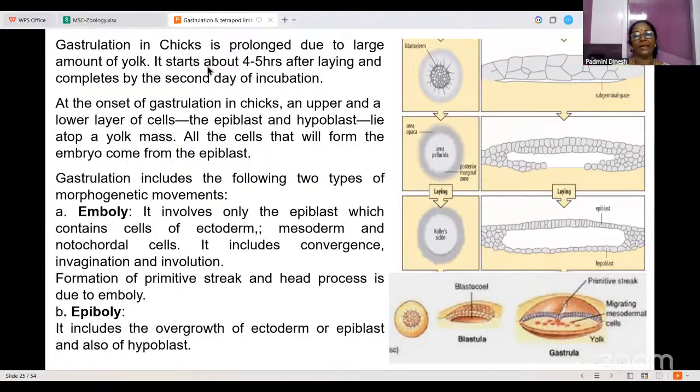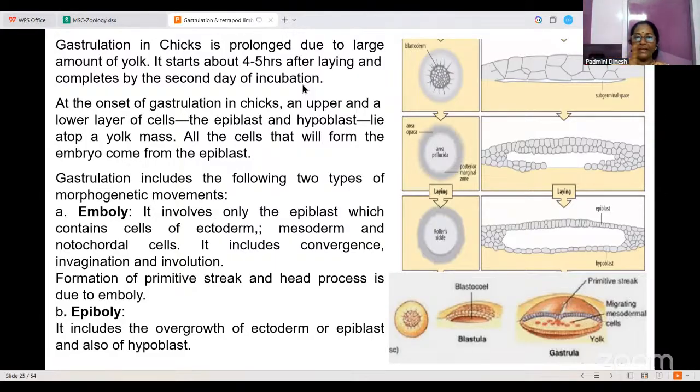That is the reason why the hen gives rise to a large amount of yolk, and that is called mesolecithal or megalecithal. Mega means more, meso is medium, so a megalecithal egg has more yolk. Gastrulation starts about 4 to 5 hours after laying and completes by the second day of incubation. Now, as the egg has been formed, blastulation has occurred.